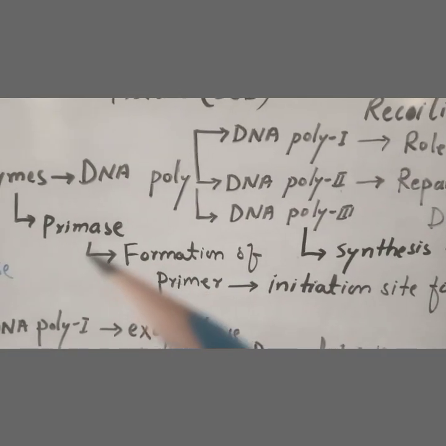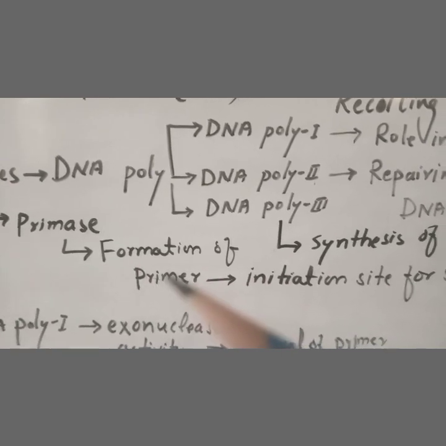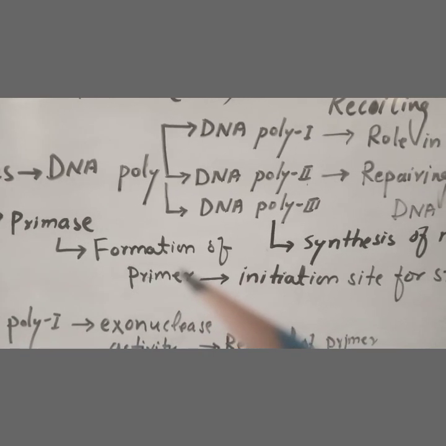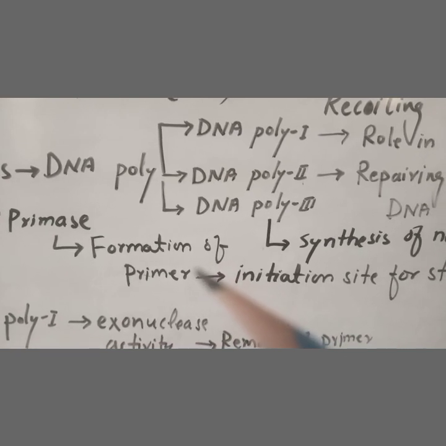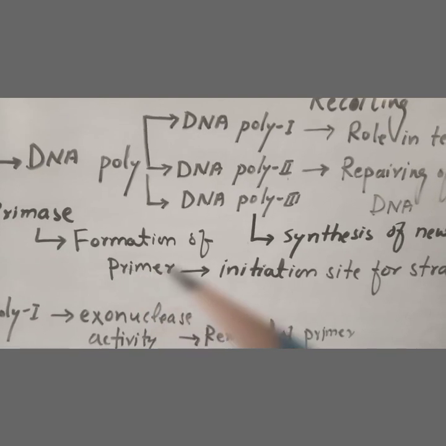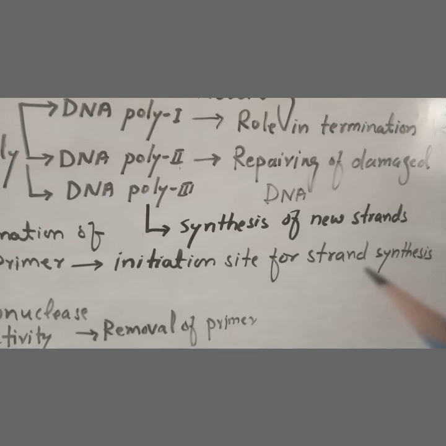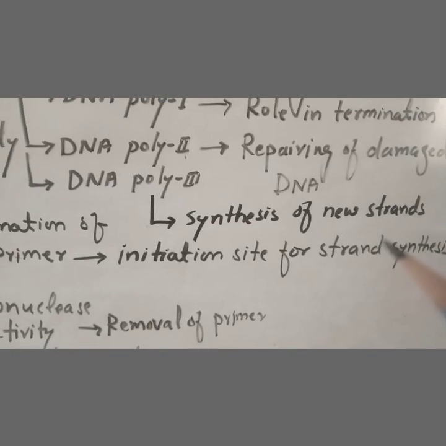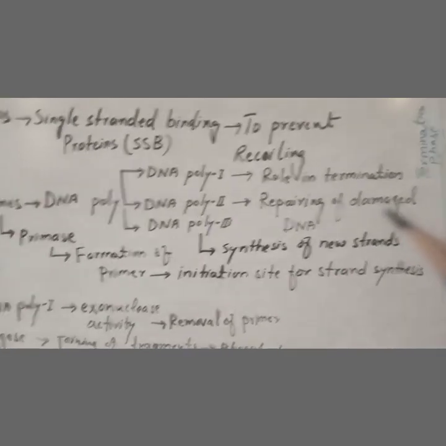Primase is involved in the formation of primers, which are short sequences of RNA about 10 to 20 base pairs, and these primers act as an initiation site for the synthesis of the strand. Now come toward the diagram.